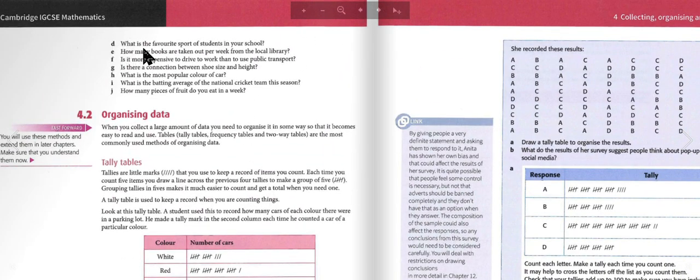What is the favorite sport of students in the school? How many books are taken out per week from the local library? Is it more expensive to drive to work than to use public transport? Is there a connection between shoe size and height? What is the most popular color of car? What is the batting average of the national cricket team this season? How many pieces of fruit do you eat in a week?